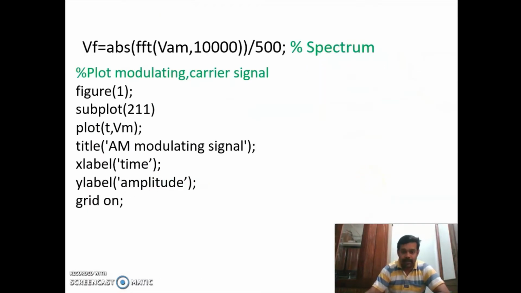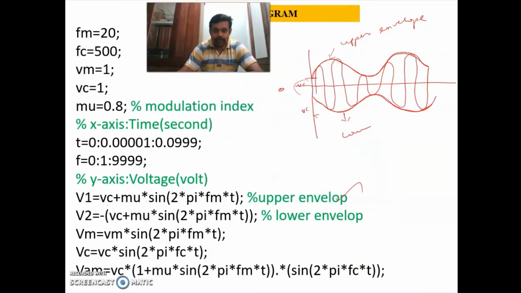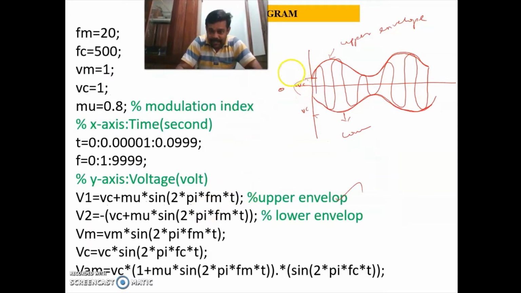Then you go for the lower envelope. Please listen, this is on the negative side, so we are putting a minus. We are taking the upper envelope as V1 and the lower envelope as V2. The lower envelope V2 is equal to, since it is on the negative side, a minus, then VC plus mu sine 2 pi FM into T. So this is your V2.